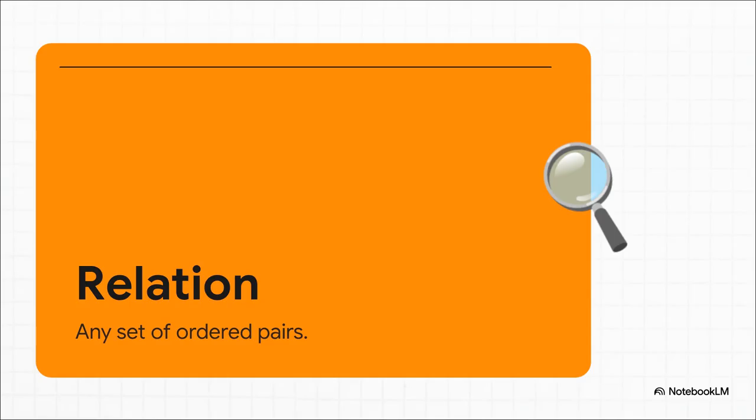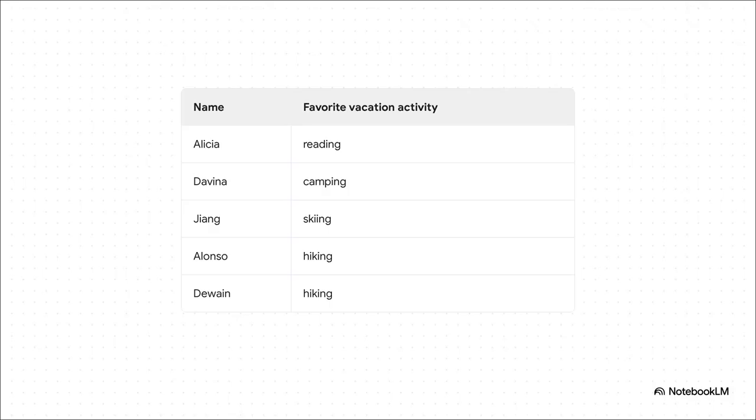Okay, in math speak, a relation is really just any set of ordered pairs. That's it. It's just a fancy way to link two pieces of info together where, and this is key, the order really matters. Take a look at this. We've got a list of names, and right next to them, their favorite things to do on vacation. This table is a perfect real-world example of a mathematical relation. It's just connecting one set of info, the names, to another set of info, the activities.